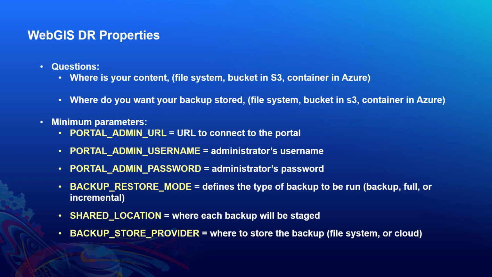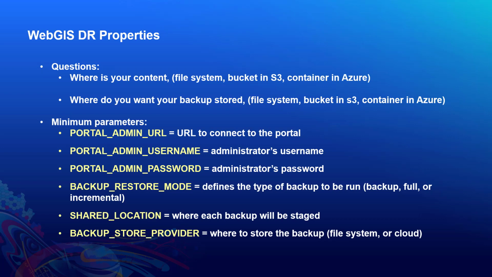Now there are some questions that you have to ask yourself when you're populating the properties file. First, where is the content? Is it on the file system? Is it a bucket in S3 or a container in Azure? Where do you want your backup stored? Do you want it to be stored on the file system, in a bucket in S3, or a container in Azure? So these properties are going to govern where the backup places files and what properties you have to populate within the properties file.